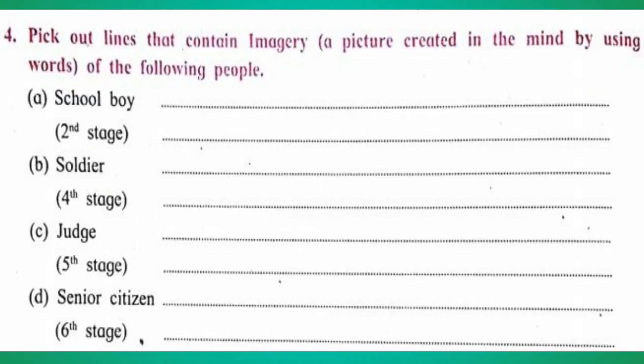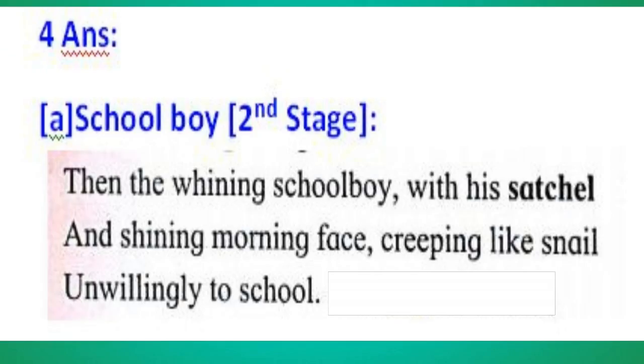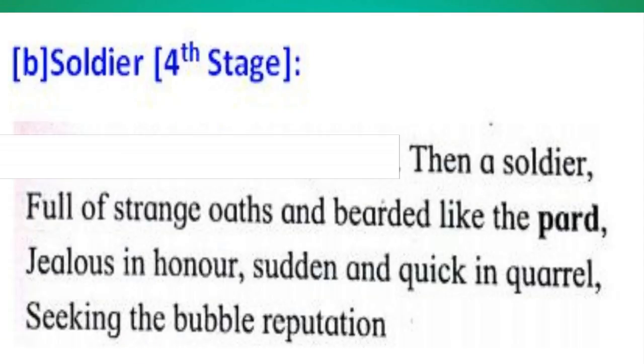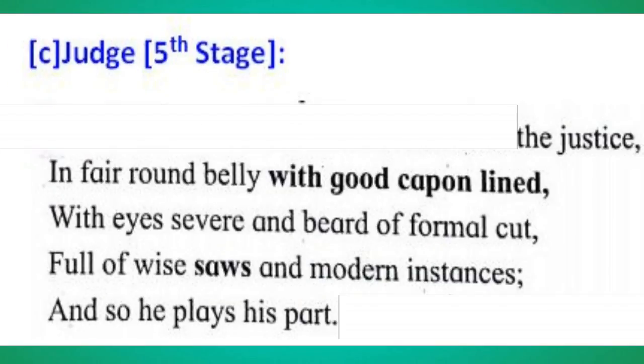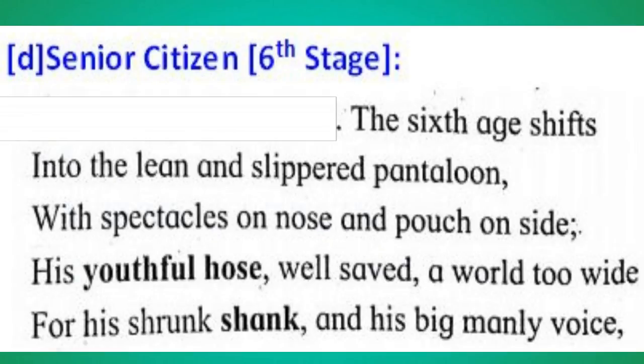Next question. 4. Pick out lines that contain imagery, a picture created in the mind by using words, of the following people. A. Schoolboy, which is the second stage. The answer is given. Please watch on the screen. B. Soldier, fourth stage. C. Judge, fifth stage. And D. Senior citizen, sixth stage. Answers are given. Please watch on the screen.